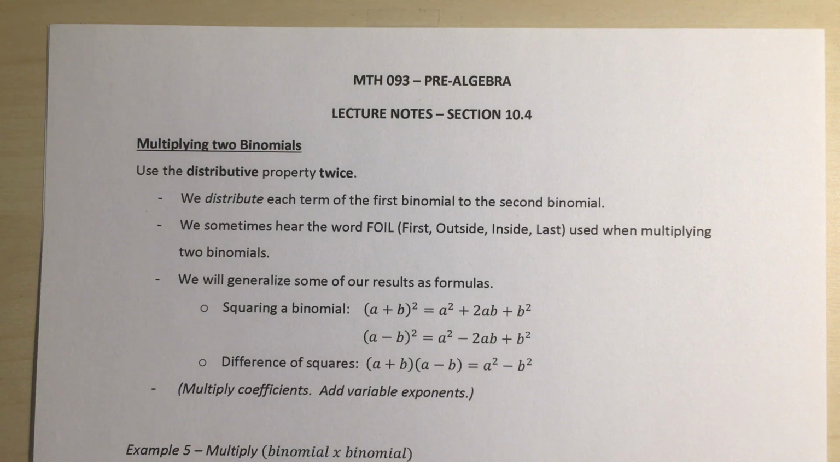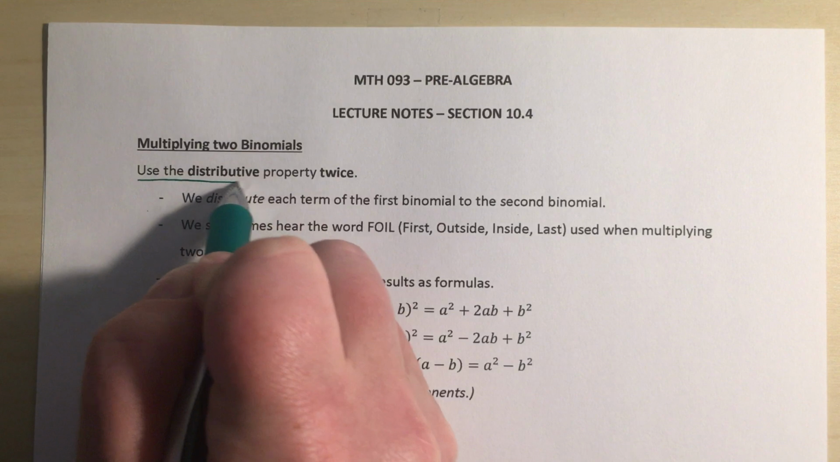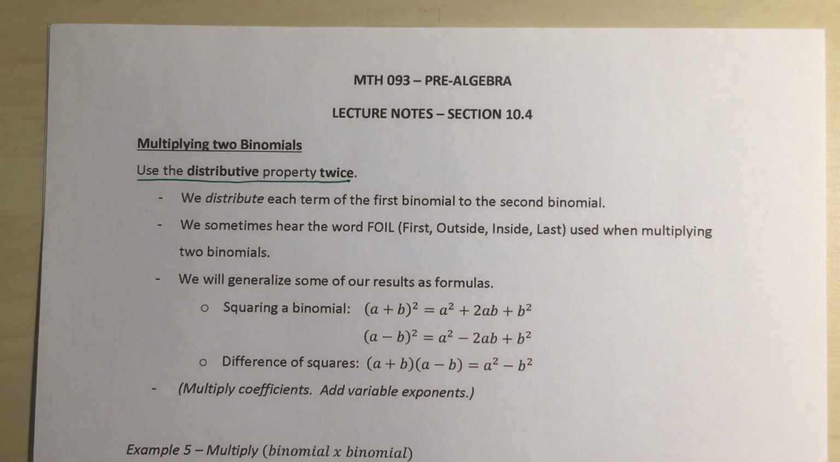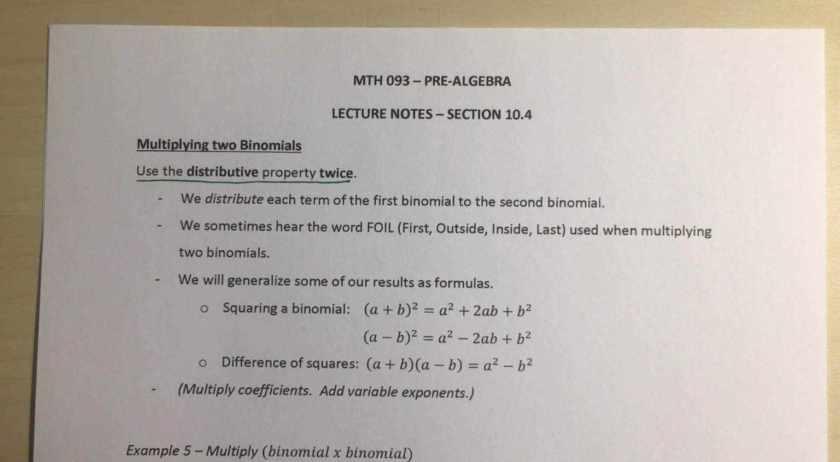So when we're multiplying two binomials, we're still going to use our distributive property twice. We're going to distribute each term of the first binomial to the second binomial. As we're going through these, sometimes we hear the shortcut FOIL, for first, outside, inside, last. So we'll talk about what that means. Again, we can think about it as FOIL. FOIL is really just using our distributive property twice.